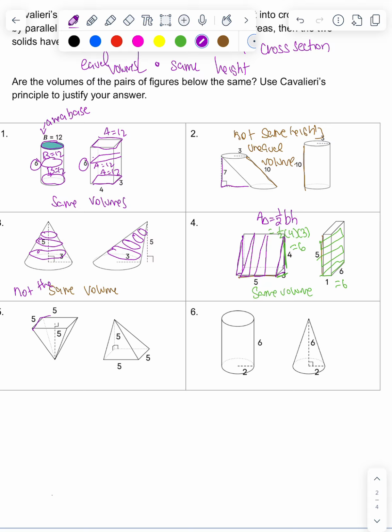Okay, for this, the base is a square. And if we cut parallel to the base, it will still be squares, but notice how the squares are getting smaller.